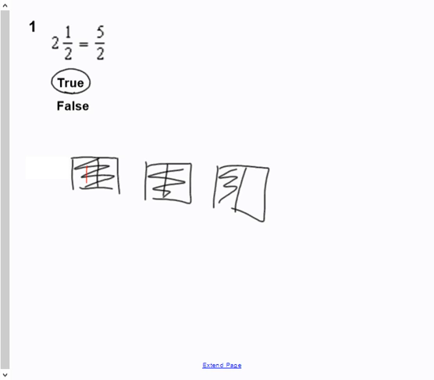Well, this one right here is a half of a chocolate bar. There's a second half of a chocolate bar, a third half of a chocolate bar, a fourth half, and a fifth half. So we think about 2.5 chocolate bars. It is the same thing as what we would call 5 halves. All right, so the answer is true.